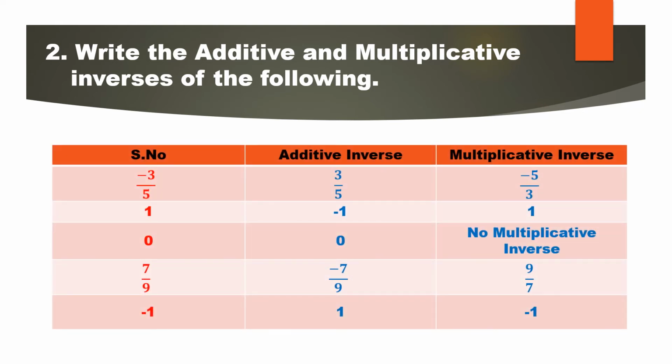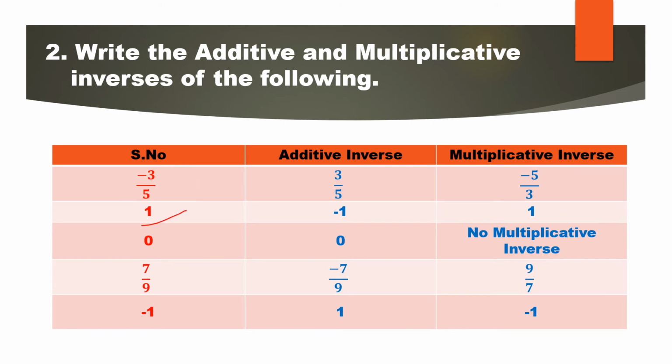Here are your questions, I gave them in a tabular form. Minus 3 by 5, additive inverse. For additive inverse, if minus is there, write plus; if plus is there, write minus. So minus 3 by 5's opposite is plus 3 by 5. Multiplicative inverse means you should take the reciprocal of the number. The reciprocal of 3 by 5 is 5 by 3 and the symbol will not change. The symbol remains the same, minus 5 by 3.